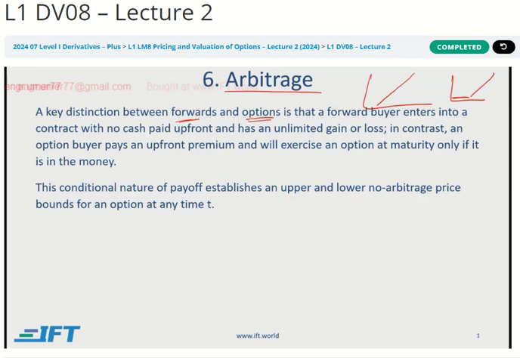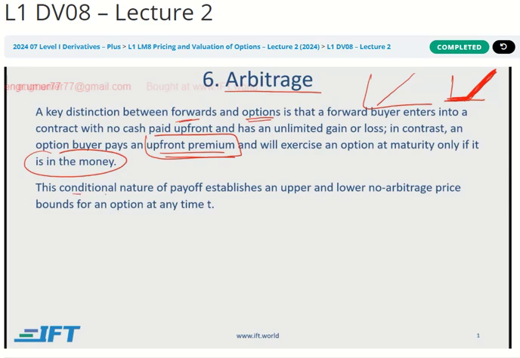So a key distinction between forwards and options is that forward buyers enter into a contract with no cash paid upfront and have an unlimited gain or loss, whereas for an option buyer there is an upfront premium, and they will only exercise the option if it is in the money, which means if it is going to give them a profit. Otherwise they are not going to exercise the option. And this is what they pay the premium for.